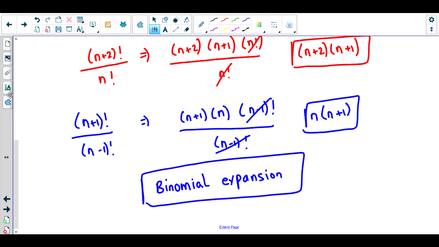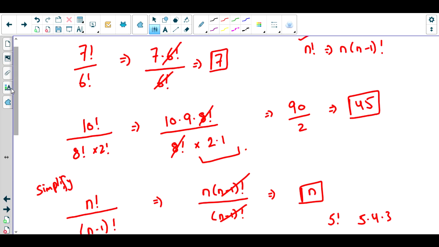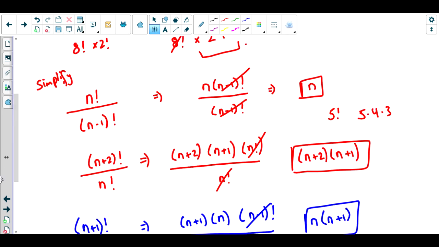Before going to the next video, make sure you understand the factorial, solve some more questions if you want, and then come to the next part.